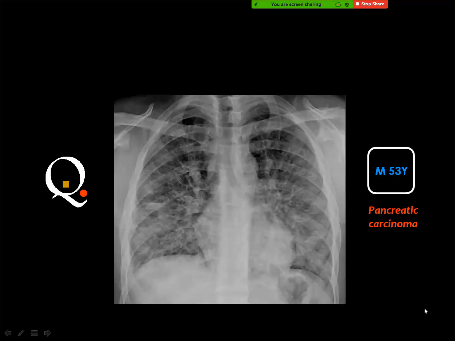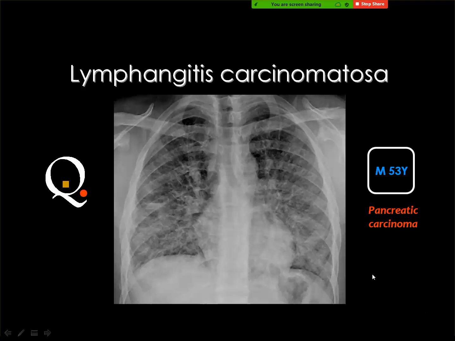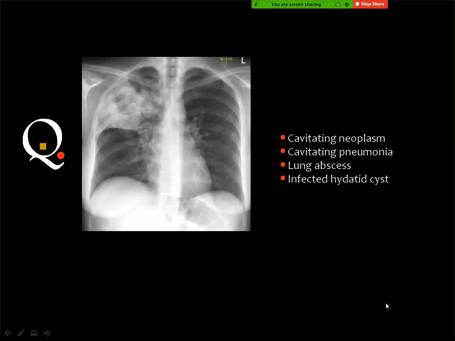Then what do you think? Lymphangitis carcinomatosa. Yes, very good. Reticular shadow, and you see extensive interstitial opacities in the presence of known primary malignancy, then you diagnose this. And what do you think?